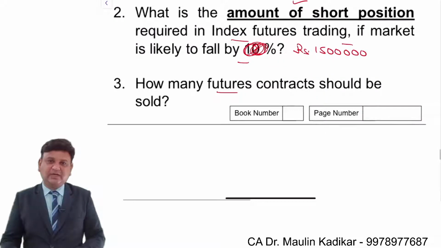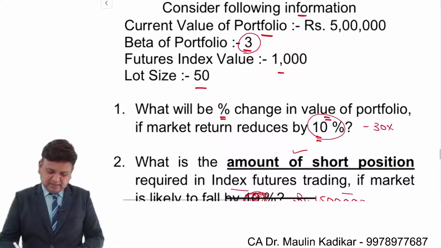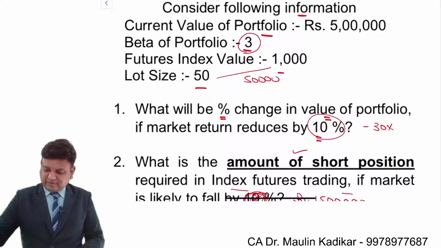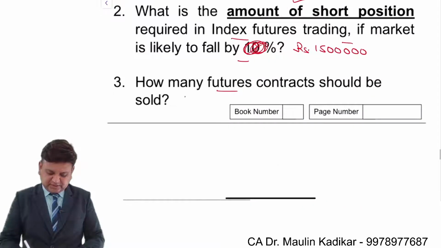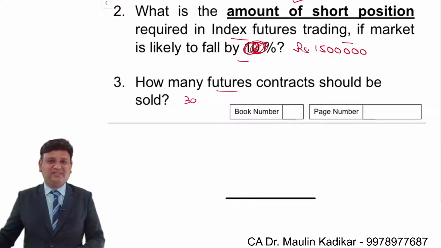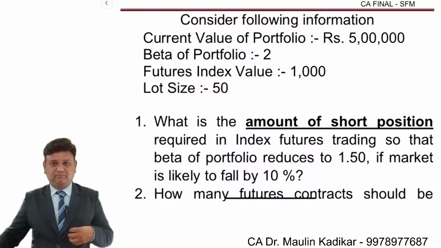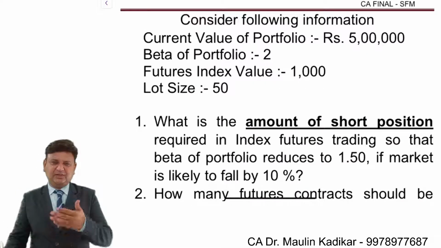How many futures contracts are to be sold? That's very simple. It is 1000 into 50, that comes to 50,000. So 15 lakhs upon 50,000, so 30 contracts are required to be sold. This is what we understand. Let us have further discussion.